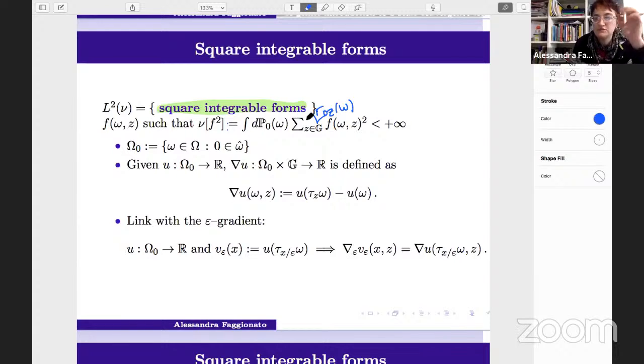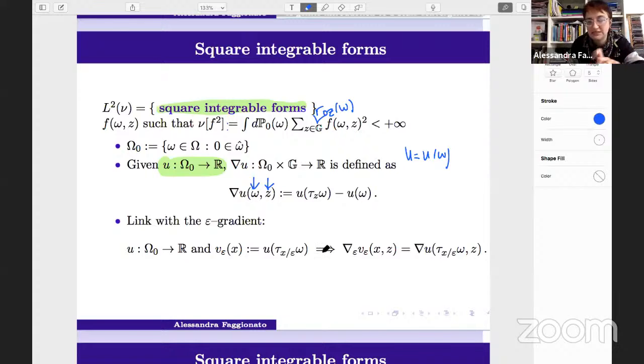Now I have these forms and I want to distinguish between potential forms and solenoidal forms. Recall that omega 0 is the family of environments omega such that the origin belongs to the state space of my random walk. If I have a function u, I want to define a gradient, but now not a gradient of spatial functions. I want to define a gradient of a function that depends on the environment. So let us take a function u of omega. I want to define its gradient. It's again a function in two entries, but now the first entry is the environment, and the second entry is the jump, z. So the gradient of u, evaluated in omega, z, is given by the function u observed in the environment centered at z, so you translate in order to center at z, minus u of omega.